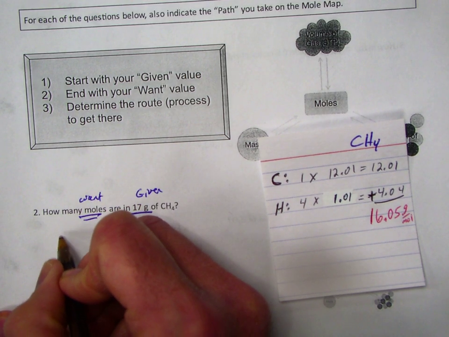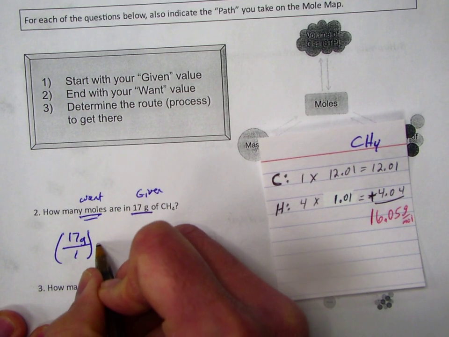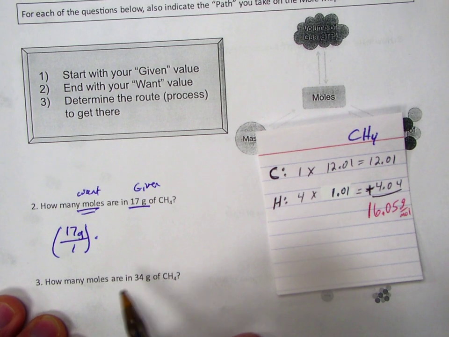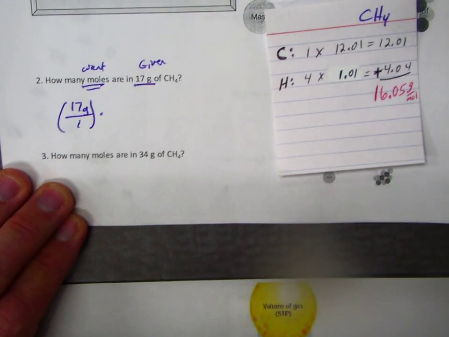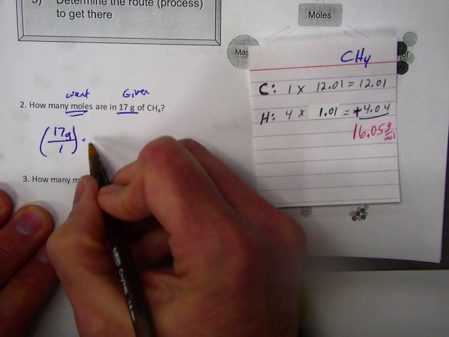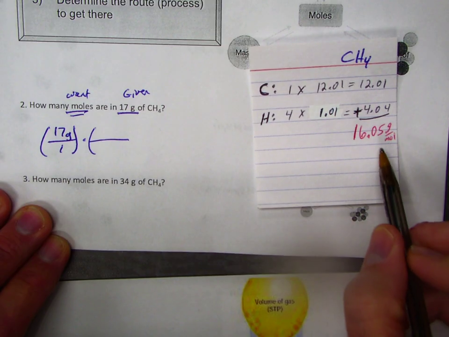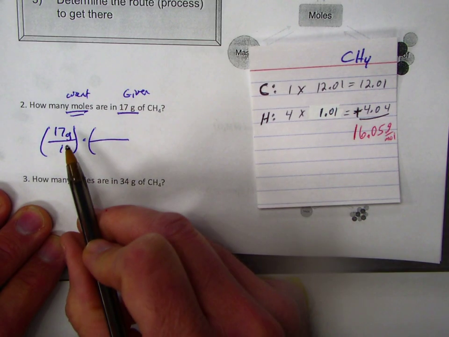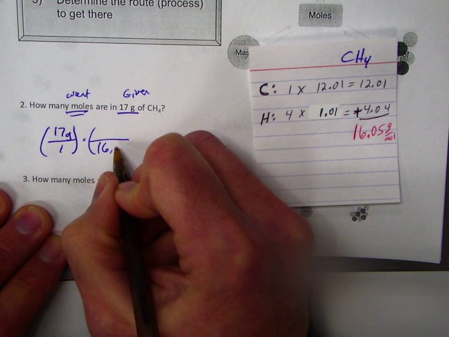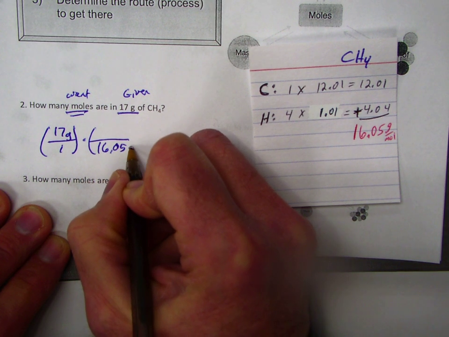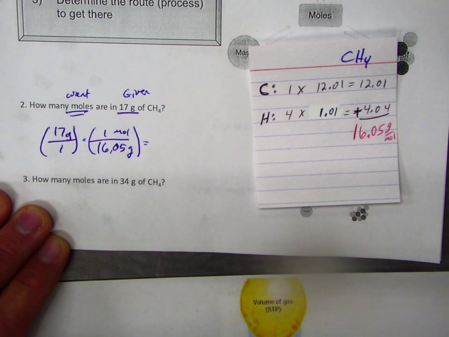Again, we are given 17 grams, and you always start with your given over 1. Too many times I've seen people flip that over. They put the given on the bottom. You always start with your given over 1. From here we're going to multiply, we're going to bring in the ratio of our molar mass. Now, since we are given grams, we want to put grams on bottom. So I'm going to put 16.05 grams on bottom with moles on top, because that's what we're looking for.